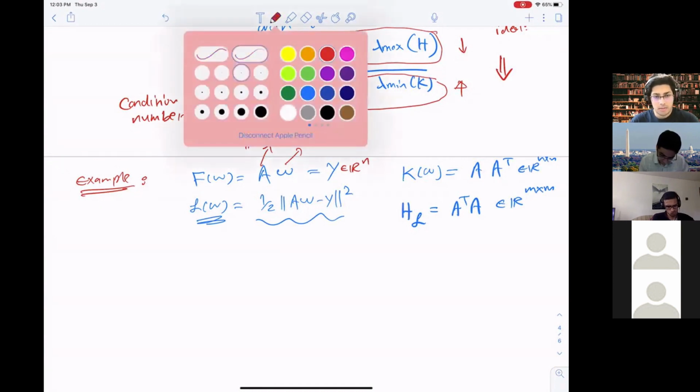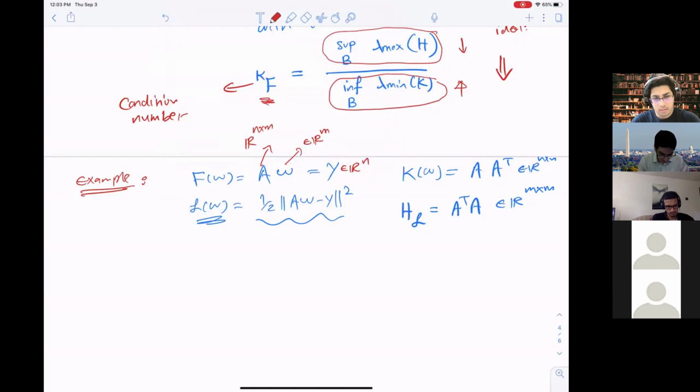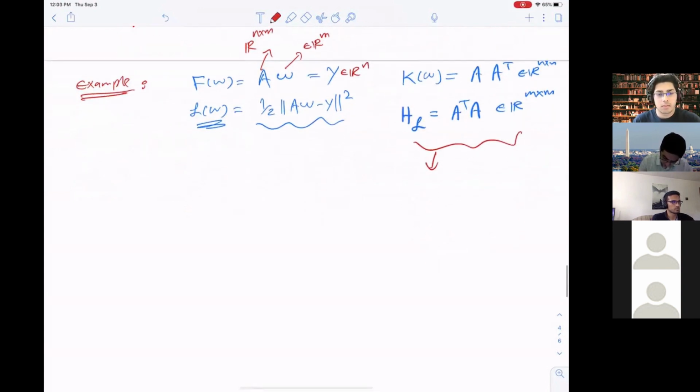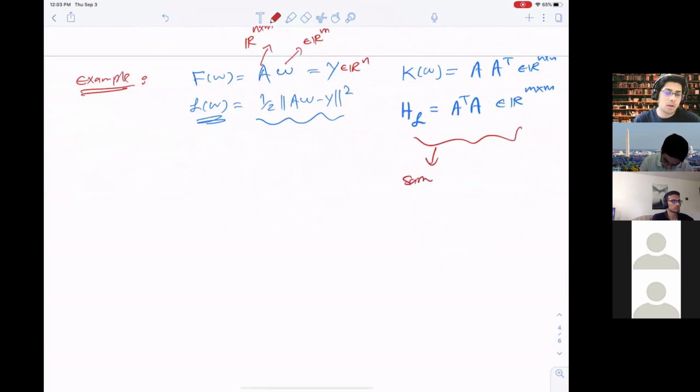Both of them are PSD, but interestingly, because one is AA transpose and the other one is A transpose A, they will have the same non-zero eigenvalues. Right? Both of these matrices will have the same non-zero eigenvalues.